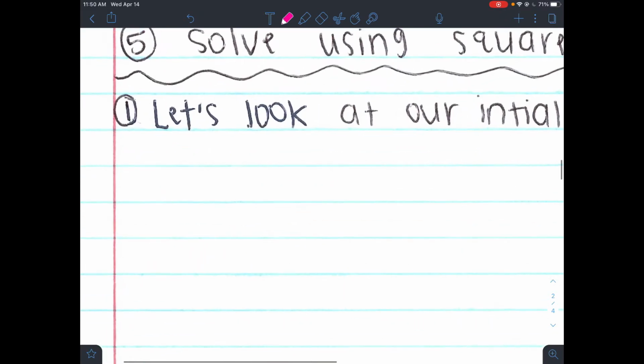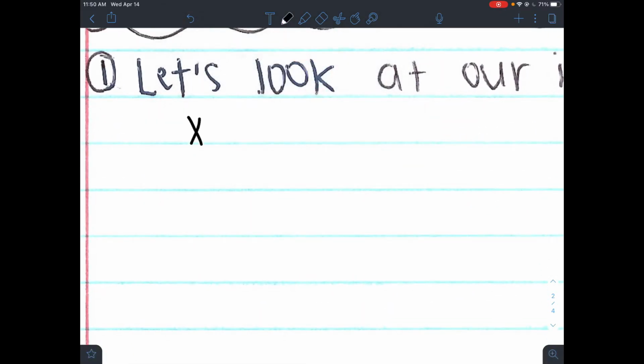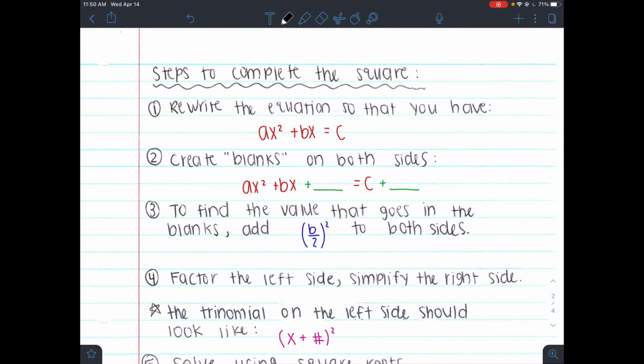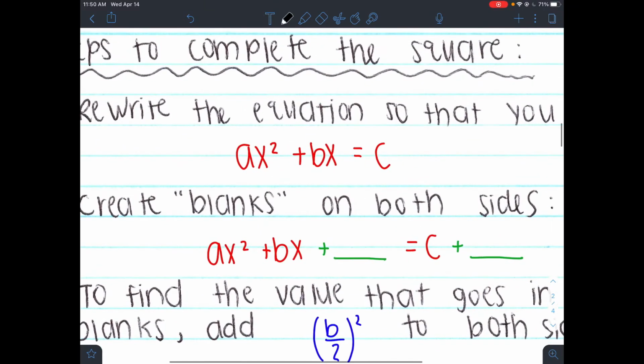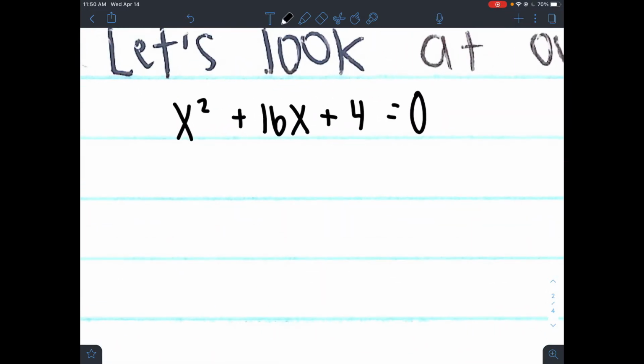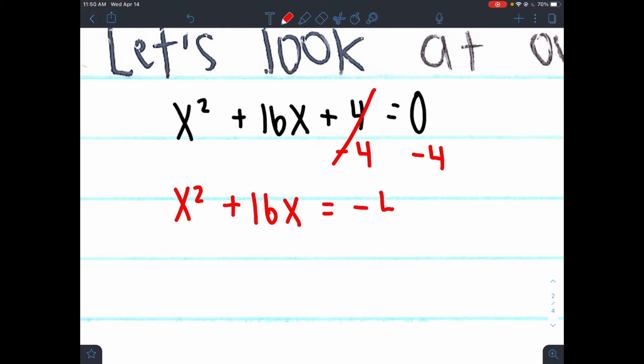It's going to be a little bit scary at first, so just kind of bear with me. I'm going to copy the problem over here so that I have a little bit more room. X squared plus 16x plus 4 equals 0. Okay, the first step of completing the square is you want all of your x's on the left and all the numbers on the right. You want to rewrite it to where it's ax squared plus bx on the left, and then your numbers are on the right. Okay, so that means that x squared and 16x can stay, but that 4 needs to move to the other side, so I'm going to subtract 4 from both sides. So I have x squared plus 16x equals -4. Okay, so now I have all my x's on the left, all my numbers on the right.